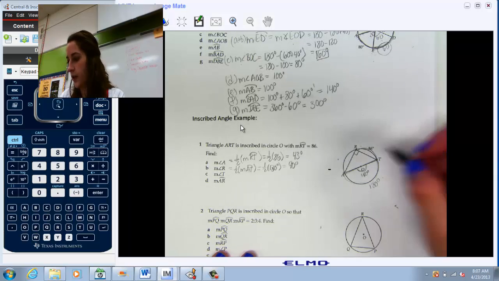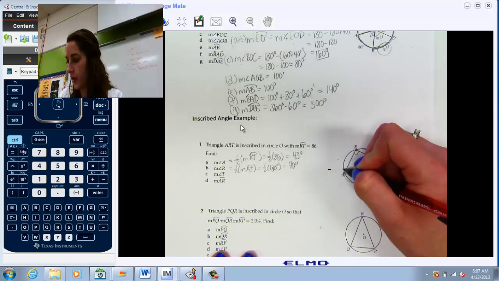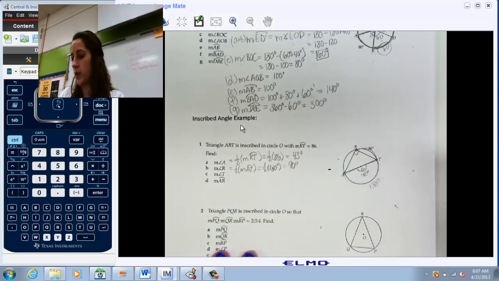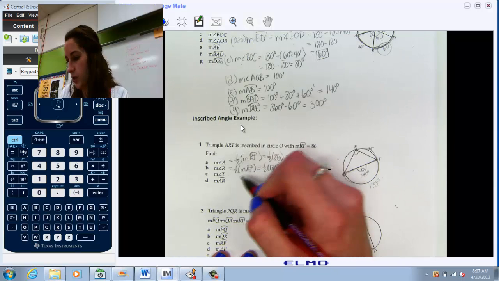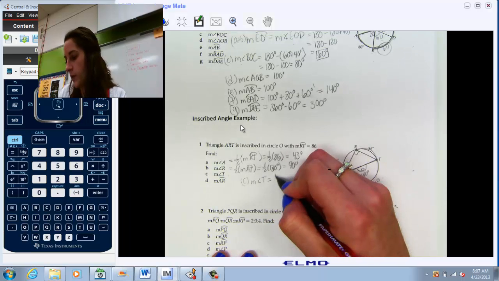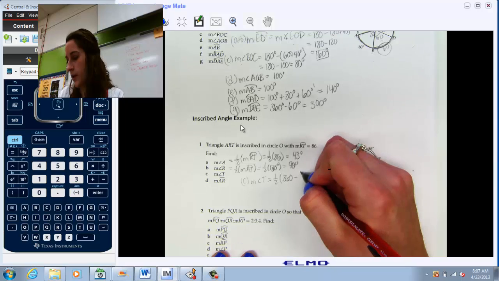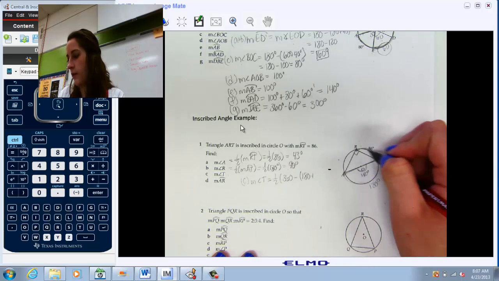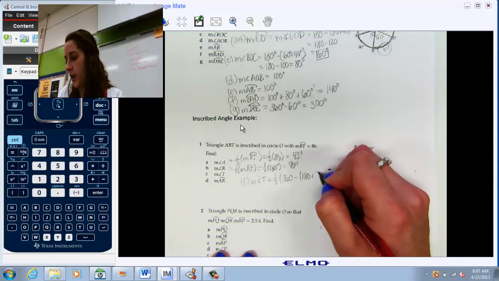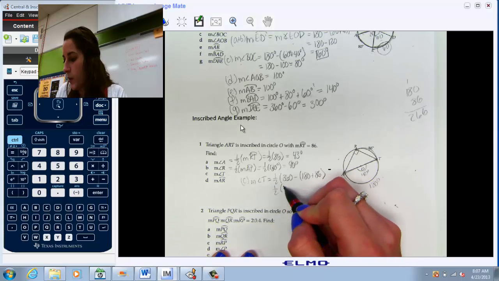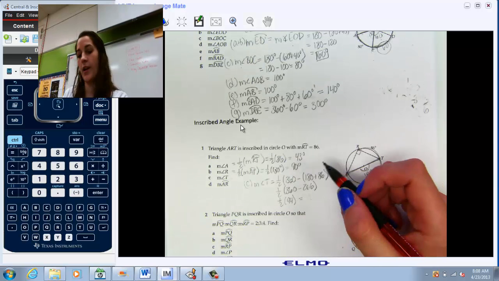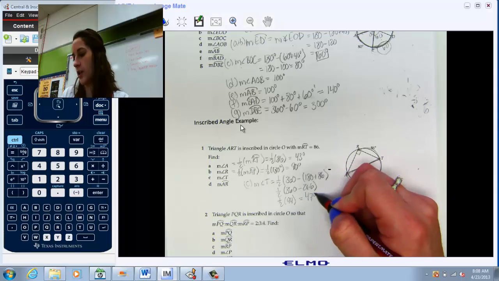Measure of angle T. Well, considering this arc is the only arc we have yet to measure, we know that it's going to be out of 360 degrees. So the measurement of angle T is going to be 1/2 of 360 minus that of arc RT and arc AT. So 180 plus 86. So it's going to be 1/2 of 360 minus 266. So it's going to be 1/2 of 94 degrees, which is 47 degrees.